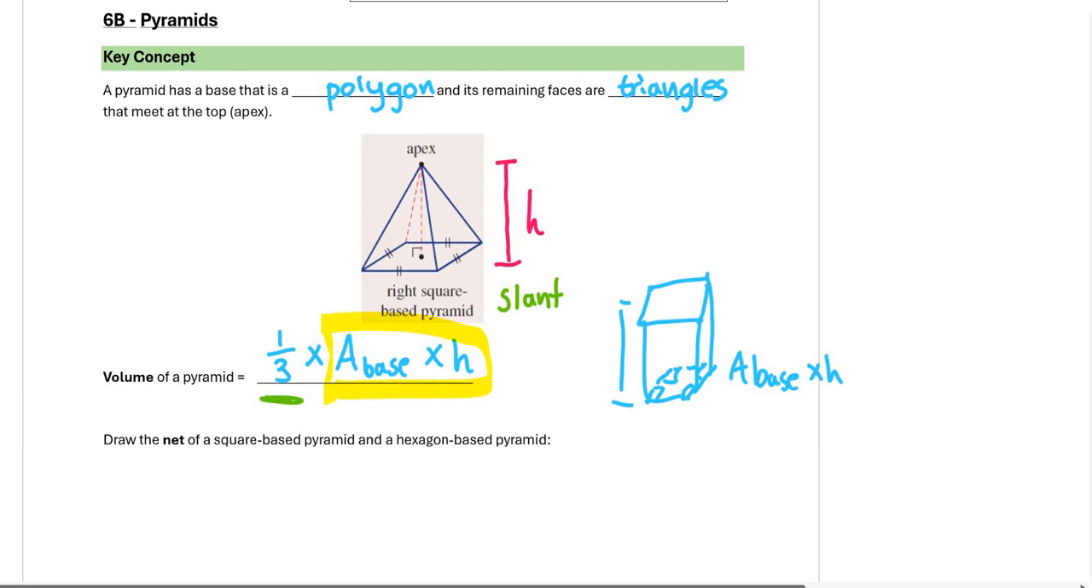If we carefully work a way to fit pyramids into a prism, there's actually 3 pyramids that you can fit into it. That's why it's only a third of a prism, which I thought was an interesting fact.